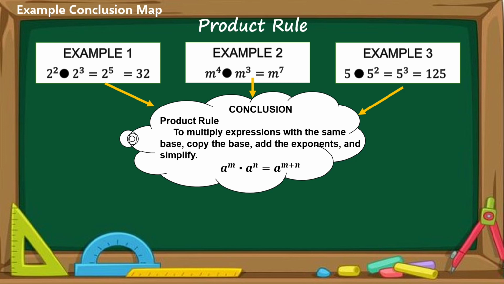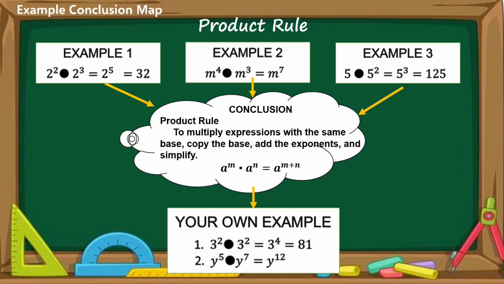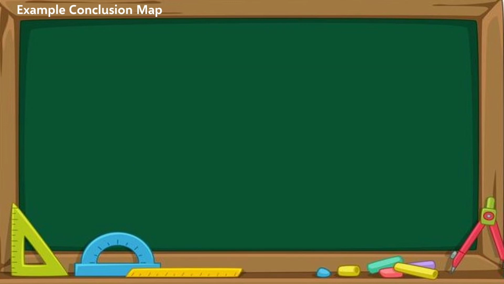From this idea, you can have your own examples, which may be 3 raised to 2 times 3 raised to 2 is equal to 3 raised to 4, which is equal to 81. Lastly, we have y raised to 5 times y raised to 7, which is equal to y raised to 12. Next, let us have the quotient rule.